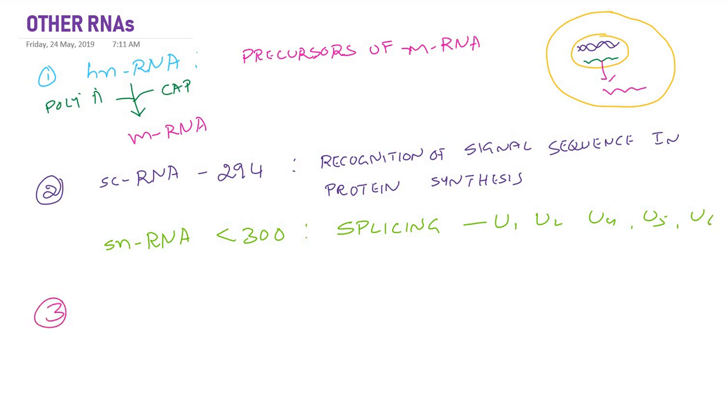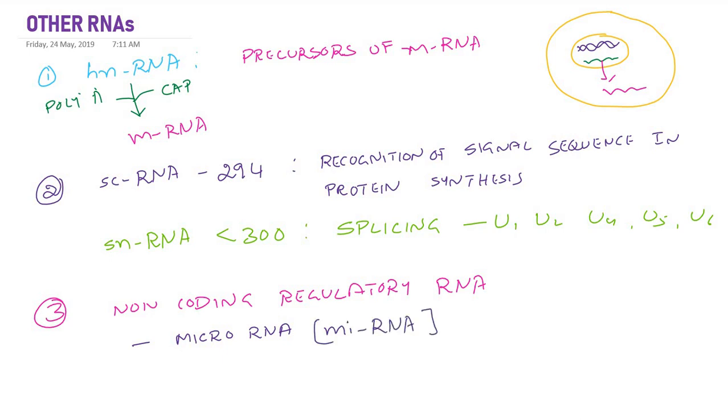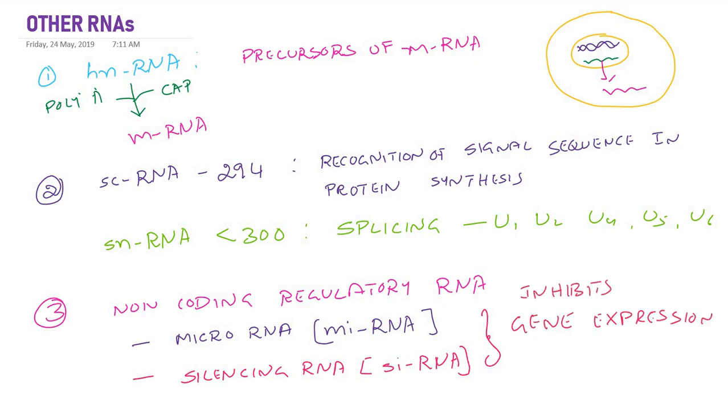Another type of minor RNA is called non-coding regulatory RNA. Here there are two types. One is microRNA, the abbreviation is miRNA, and another one is silencing RNA, the abbreviation is siRNA. Both of these are non-coding RNA. Actually they help in gene regulation, in fact they inhibit gene expression. I am not going into detail for the other minor RNA. You should know the major RNA, that is messenger RNA, transfer RNA and ribosomal RNA in detail. So this is with respect to the structure and functions of RNAs.